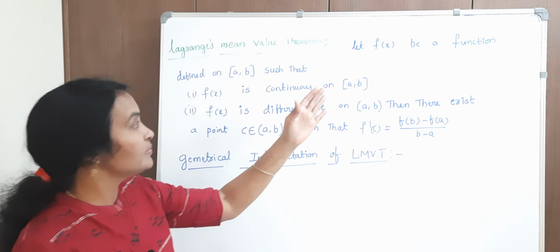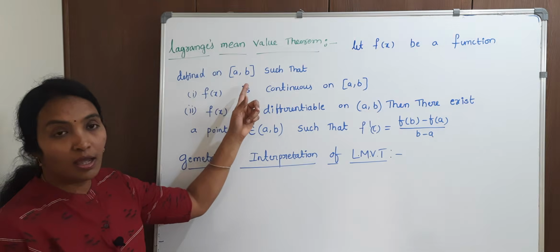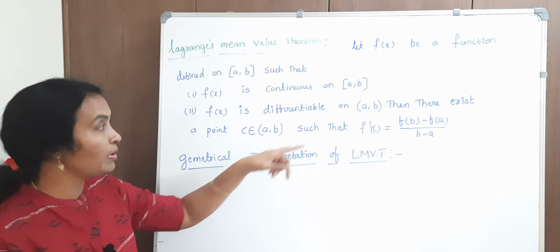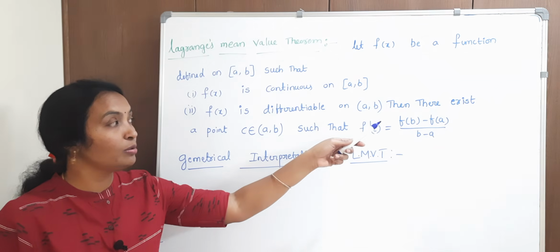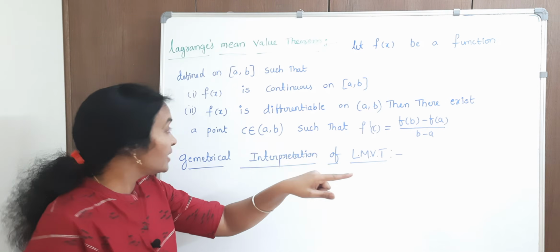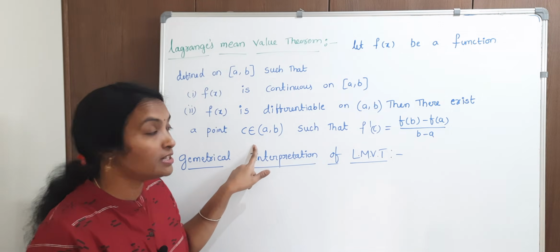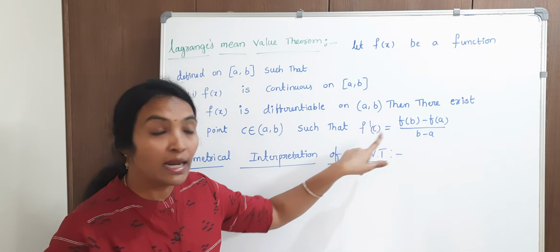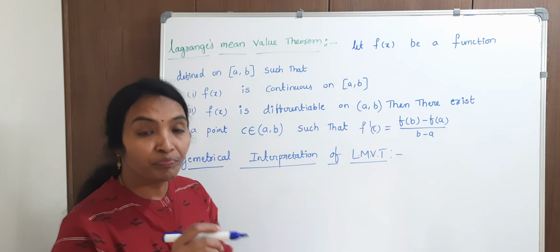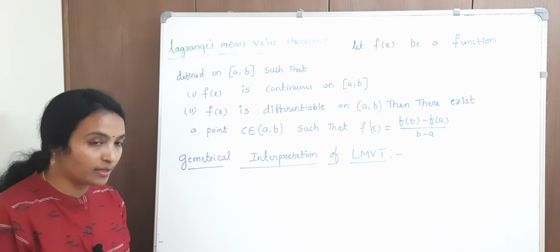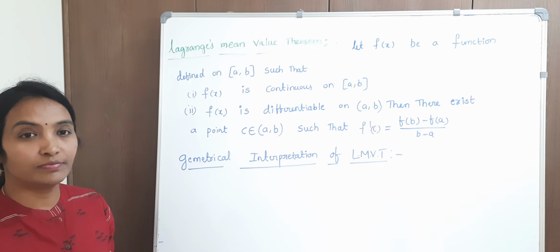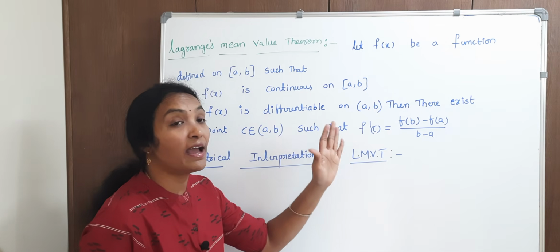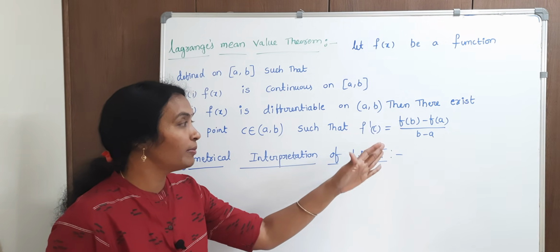It states that let f of x be a function defined on the closed interval [a, b] such that f of x is continuous on [a, b] and f of x is differentiable on (a, b). Then there exists a point c belonging to (a, b) such that f dash of c, which is nothing but f of b minus f of a by b minus a. That is, there exists c belonging to (a, b) such that f dash c equals f of b minus f of a by b minus a.